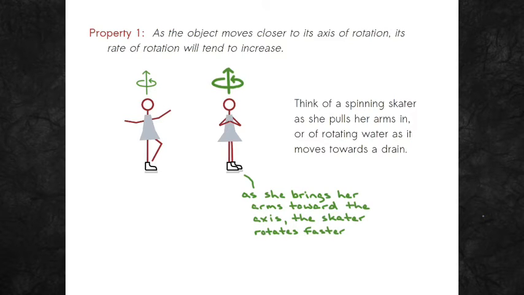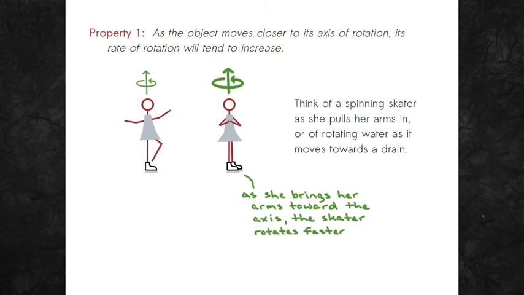So this is a general property. It's usually stated as a consequence of something called conservation of angular momentum, but you can really just think of it as a consequence of Newton's laws as applied to a rotating system. But regardless, this is how it works. If you pull the mass in towards the axis of rotation, it'll start to spin faster.